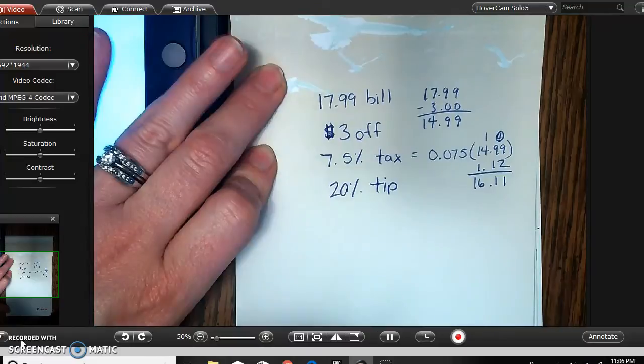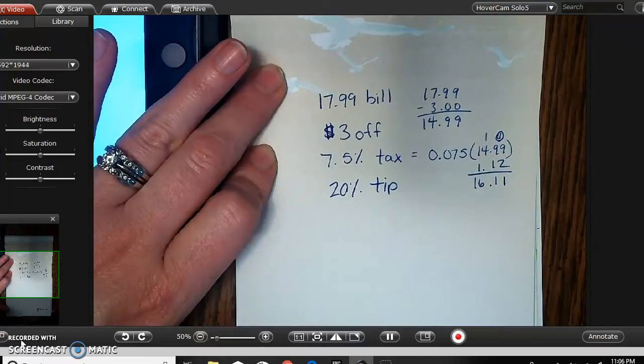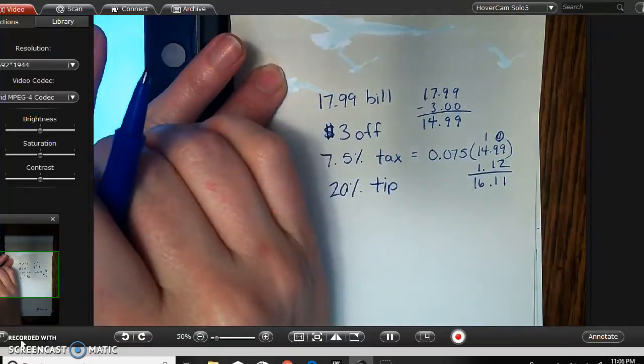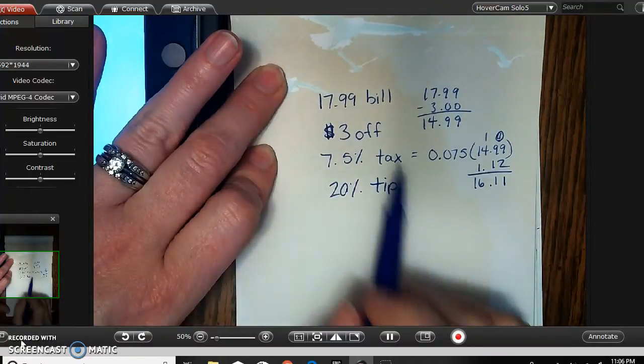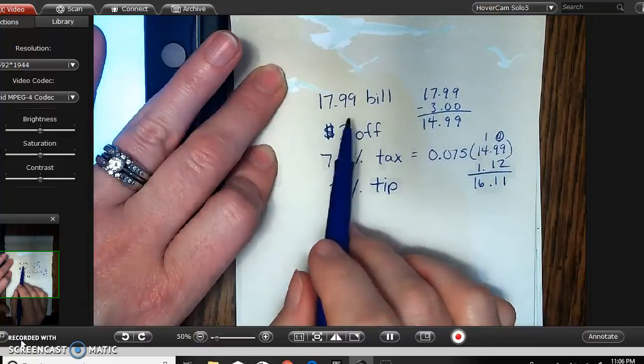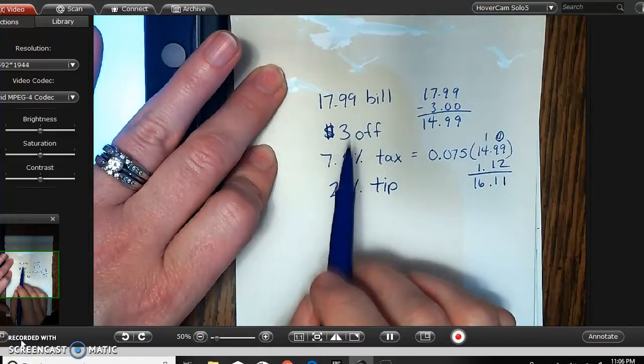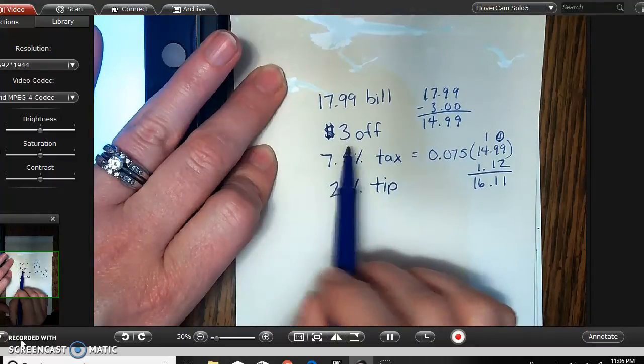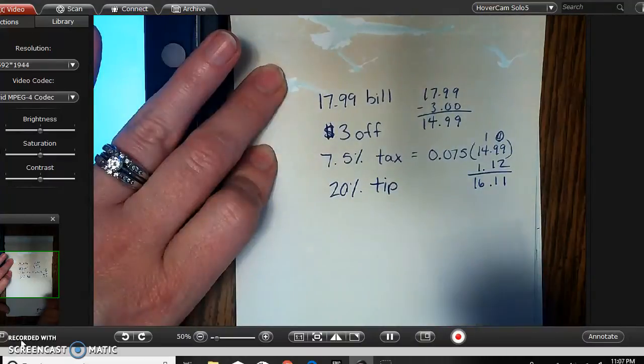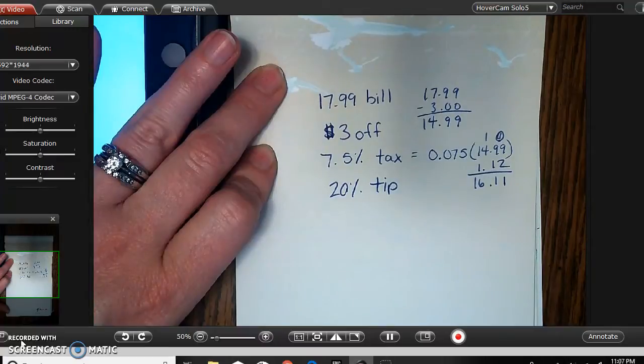Now, just for my own knowledge, as someone when they go to dine, I actually usually tip off of what the original bill was, only because, you know, that is the amount of work that the server did. I don't take into account the coupon. But for the sake of doing these problems, this is what they're going to tell you to do.